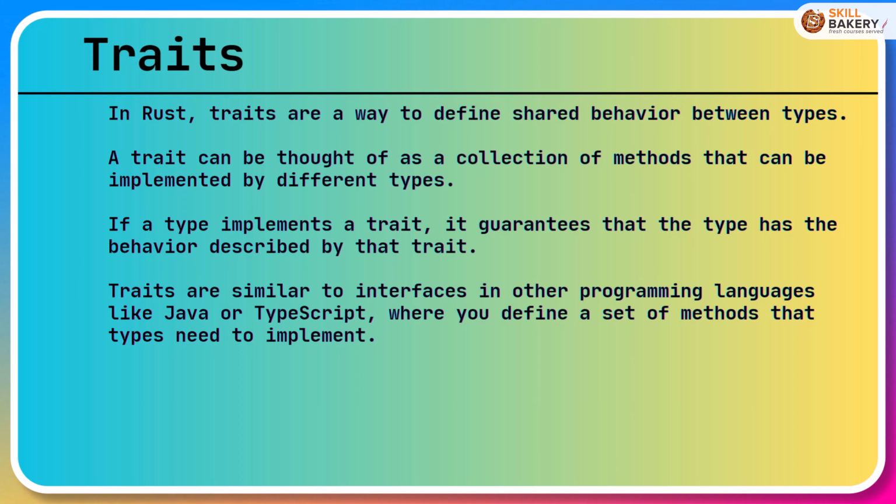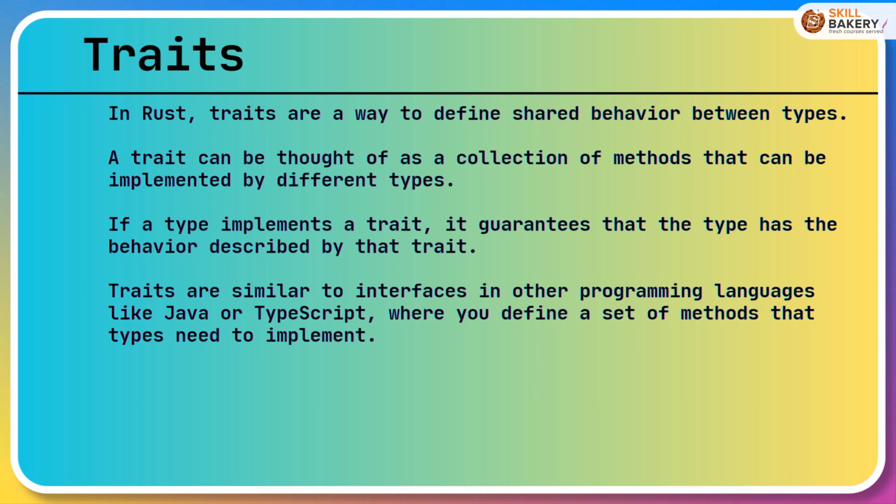Hello and welcome to another exciting video. In this one, we'll be talking about traits in Rust. Traits are a way to define shared behavior between types. A trait can be thought of as a collection of methods that can be implemented by different types. If a type implements a trait, it guarantees that the type has the behavior described by that trait.